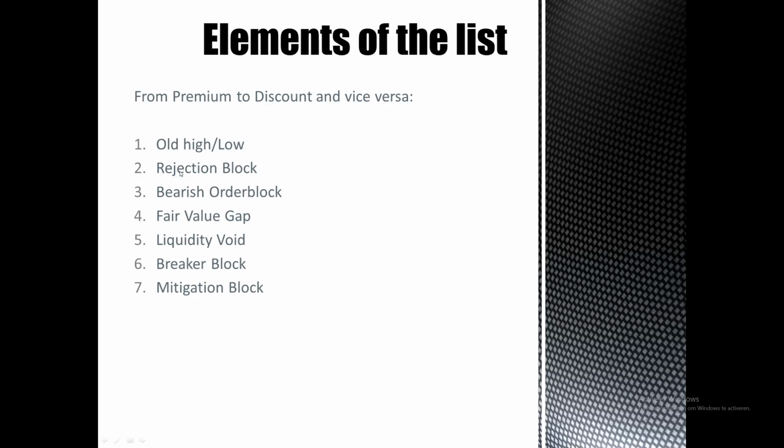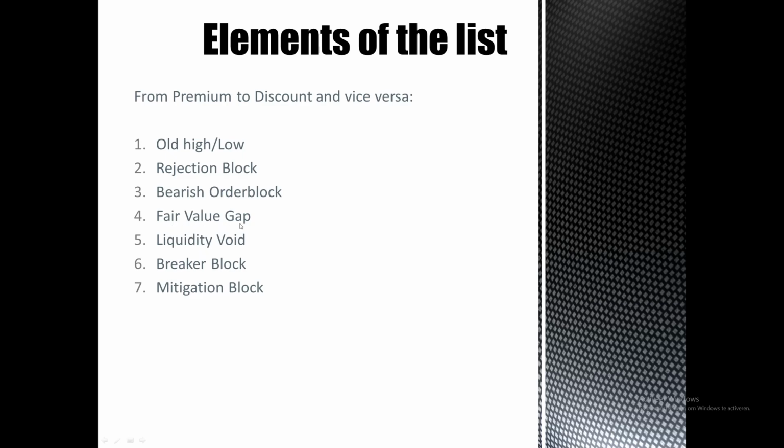Then we go into a rejection block, which is this at the swing high with the long rejection wicks. Then we have a bearish order block, and this is from premium to discount, right? So we could have from discount to premium too, but then it's a bullish order block. So we have bearish order block, we have a fair value gap, which is my favorite kind of PDarray. Liquidity void, so that's actually just a drop or a move up in price, which is large.